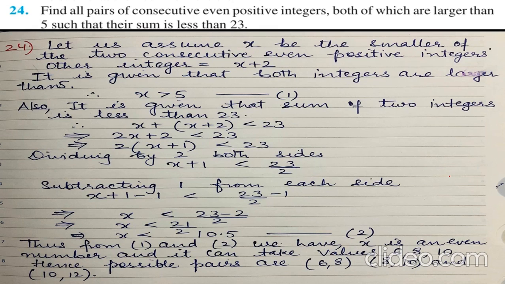Now look at the 24th question. Find all pairs of consecutive even positive integers, both of which are larger than 5 such that their sum is less than 23.